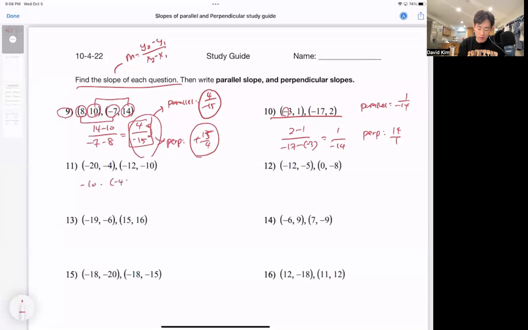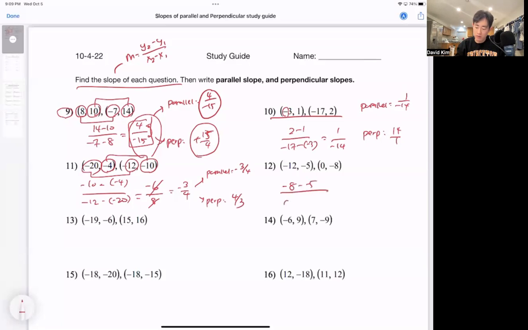Negative 10 minus negative 4. Negative 12 minus negative 20. Here, subtract this. Here, subtract that, which means this will give you 8 at the bottom. This will give you negative 6 at the top. So that's reduced to negative 3 over 4 if you divide the top and bottom by 2. So the parallel will be negative 3 over 4. Perpendicular slope will be positive 4 over 3. Change the negative sign and then flip them over.